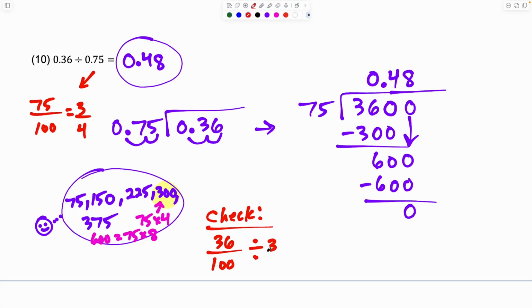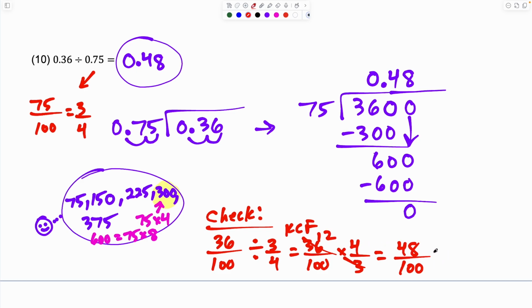So I'm dividing by 3/4. And then I use keep, change, flip here. So I would have 36 over 100 times 4 over 3. And for this one, what I could do is I could divide 36 by 3. 36 divided by 3 is 12. And now I just do 12 times 4 is 48. And I get 48 over 100, which simplifies to 0.48, which is the exact same value we got over here. So this answer definitely checks out.